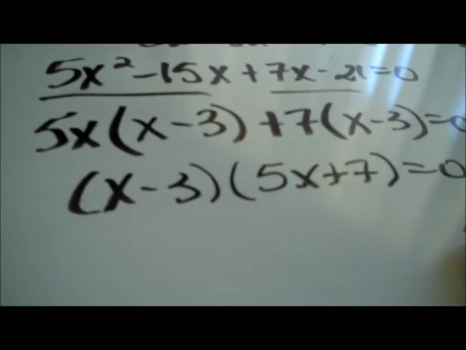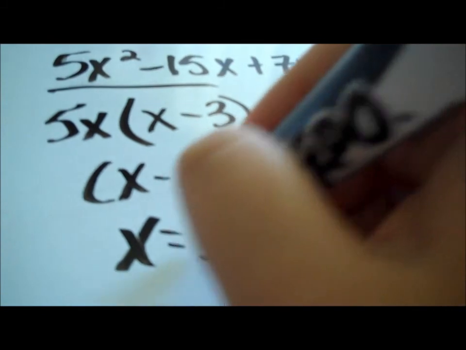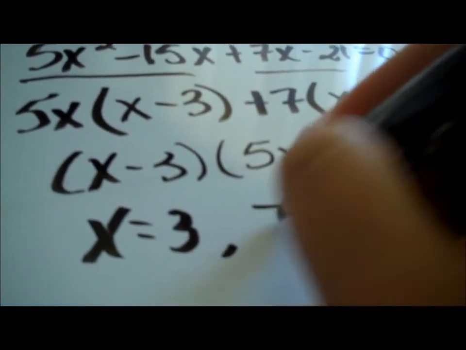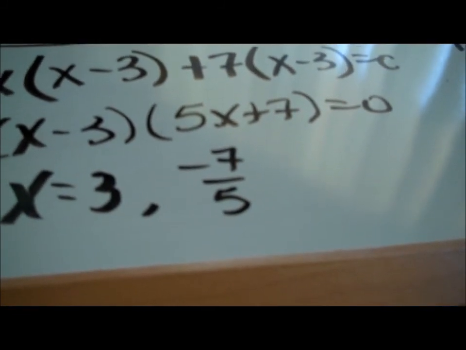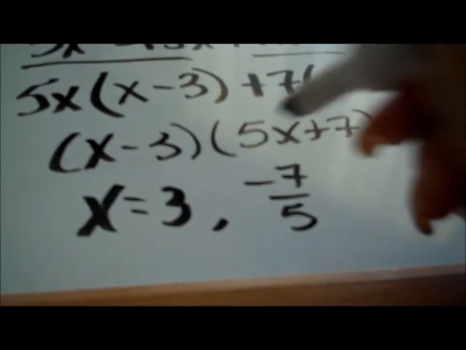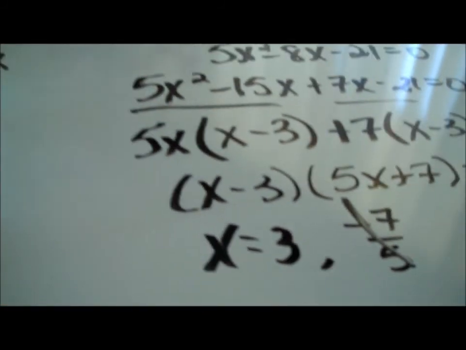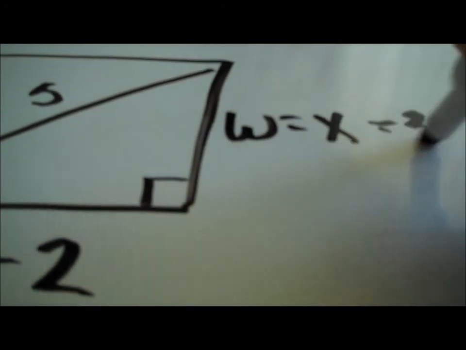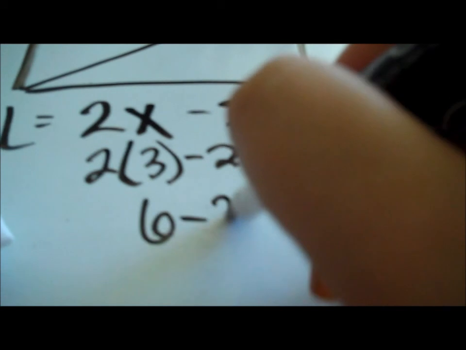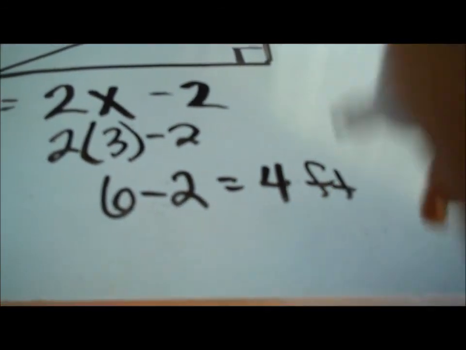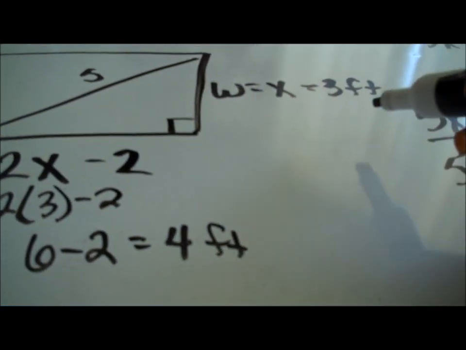I need to solve for x, so I get x equals 3 here, and I get x equals negative 7/5. So, because this is a table, we can't use negative 7/5. We want to use positive 3. So that means that my width is 3 feet. And then I need to substitute the 3 into my expression here. So I get 6 minus 2, which is 4 feet. So that means the dimensions of this table are 3 by 4 feet.